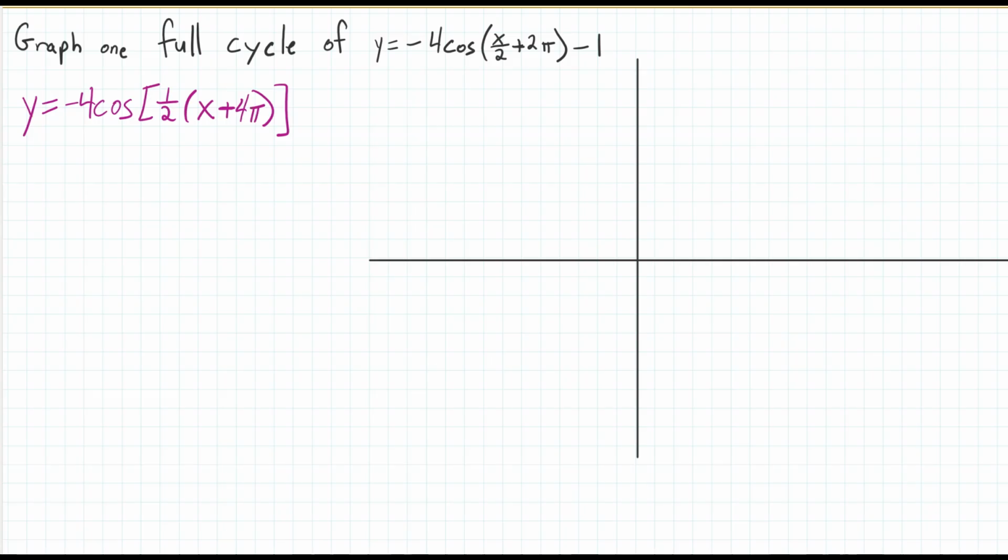And you could always check yourself. It's really easy to check. Just multiply 1/2 by 4 pi. Make sure you get what's in the parentheses there.